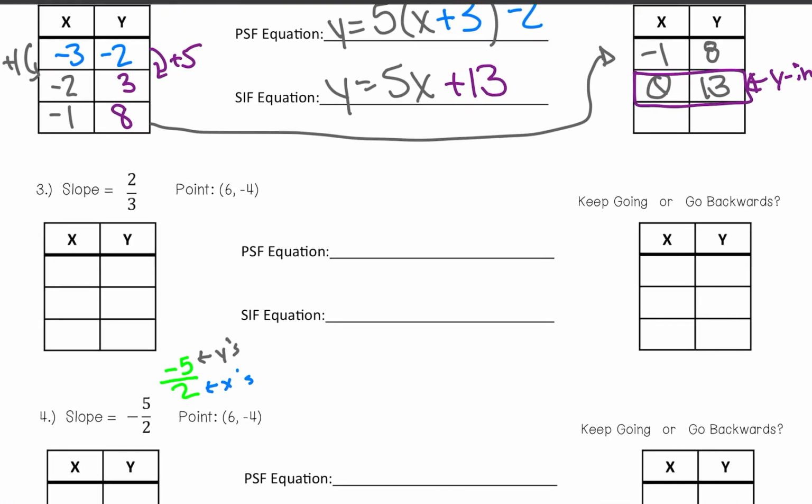Looking at 3 here, we have y equals for the point slope, and then we write 2/3 times x. Our x value is a +6, but in equations they're liars, so it's a -6. The y is -4, it stays -4 outside of the parentheses.